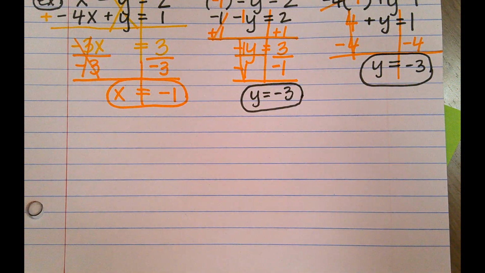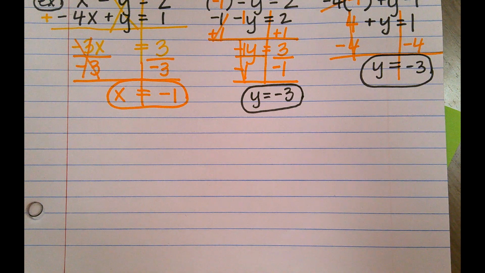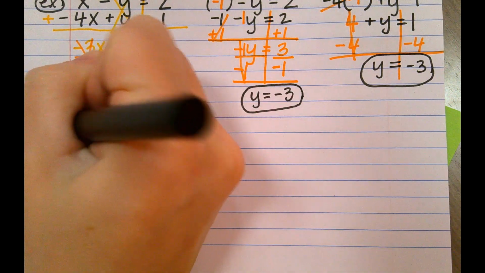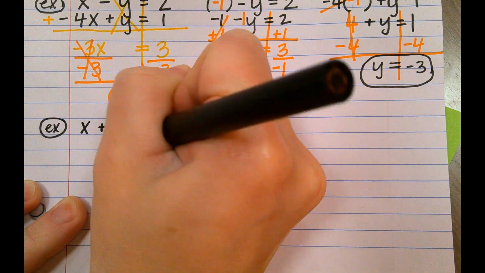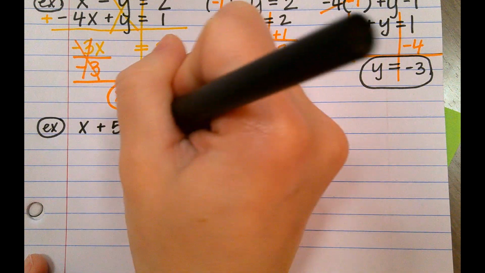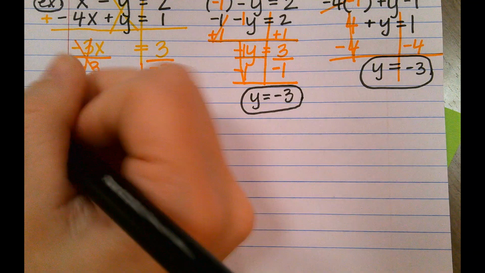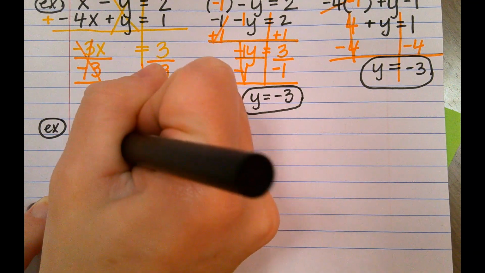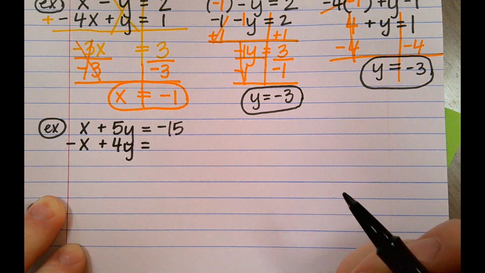Let's do x plus 5y equals -15. And my second equation is -x plus 4y equals negative 12.